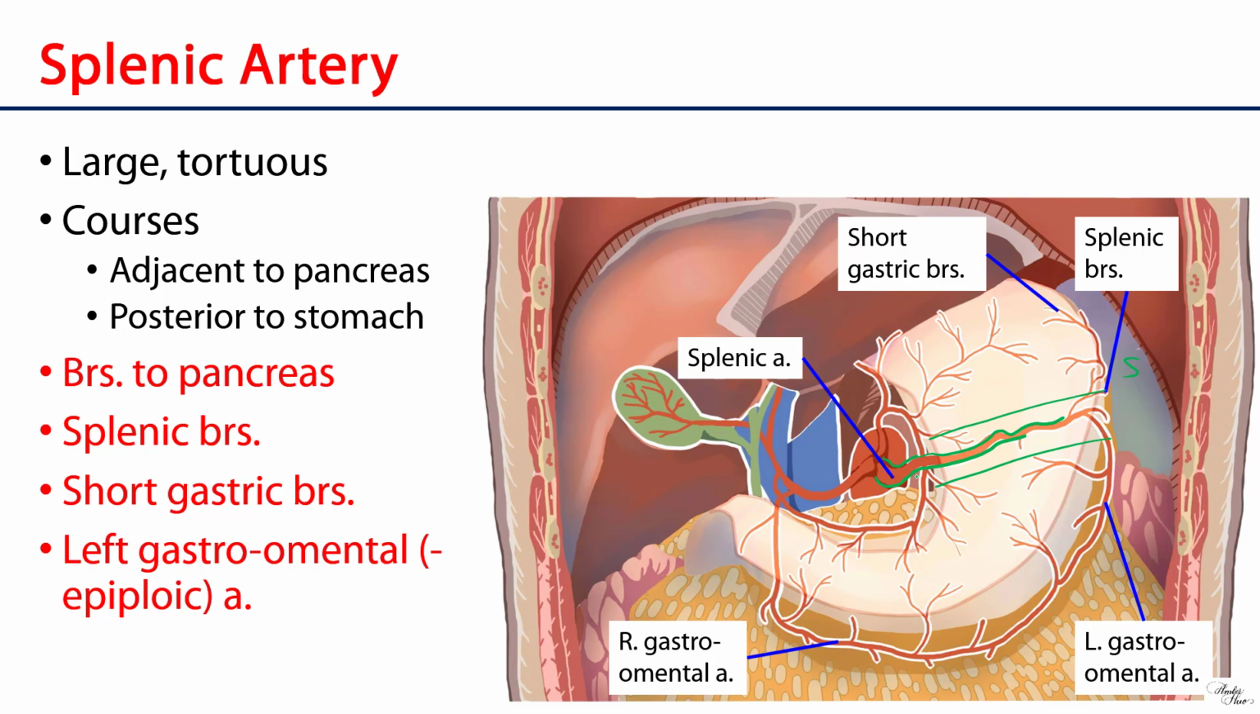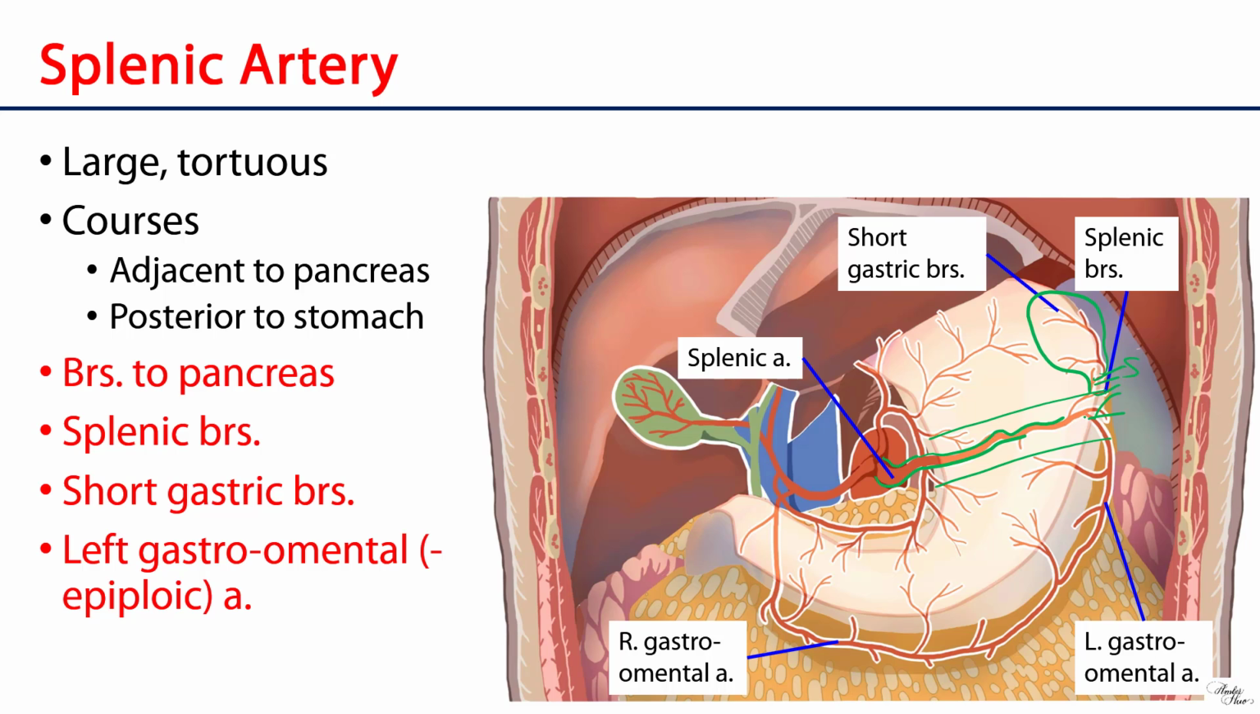There will be branches to the pancreas that we'll discuss in a subsequent session when we discuss the pancreas. Branches such as the dorsal and the greater pancreatic branches. But for now, let's look at the branches to the spleen, or the splenic branches, which are going to enter into the hilum of the spleen. There will also be short gastric branches. These short gastric branches are going to serve the fundus of the stomach.